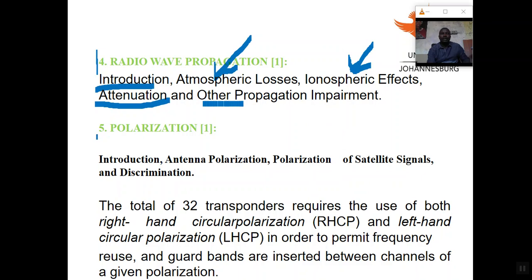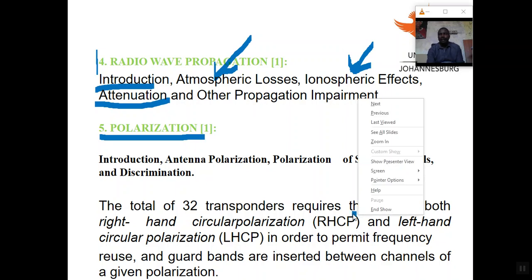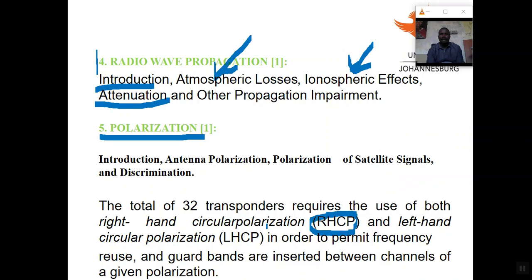Chapter 5, we won't do much here. It gives you types of polarization, which is the orientation of a signal, the direction of the electrical component of a wave with respect to the magnetic component. In most satellite equipment, you may come across right-hand circular polarization and left-hand circular polarization, so it's spinning as it goes. It's not limited to that polarization.